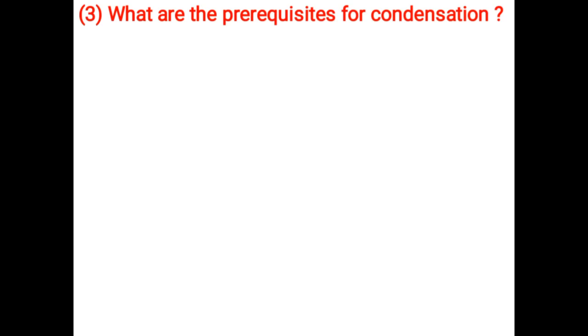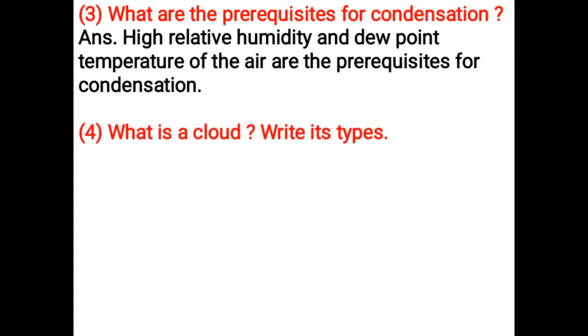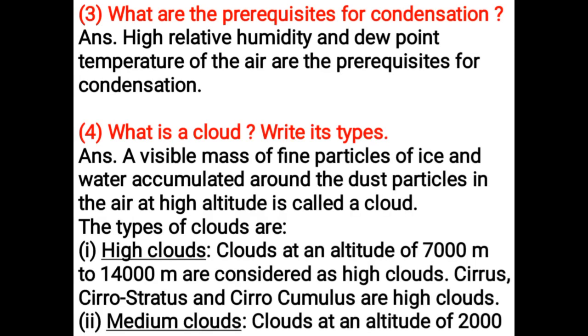What are the prerequisites for condensation? High relative humidity and dew point temperature of the air are the prerequisites for condensation. What is a cloud? Write its types. A visible mass of fine particles of ice and water accumulated around the dust particles in the air at high altitude is called a cloud.